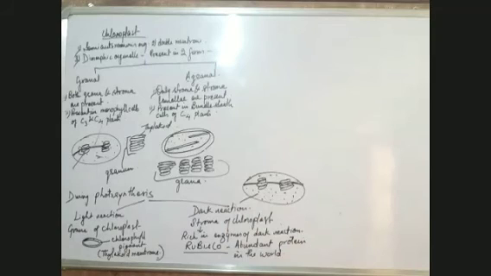I told you that the light reaction takes place in the grana of the chloroplast. Why? Because grana is made up of thylakoid, and the chlorophyll is present on the thylakoid membrane. Whereas the dark reaction takes place in the stroma region, because the enzymes required for the dark reaction, including Rubisco, are present in the stroma. So this is about the dark reaction and the light reaction.